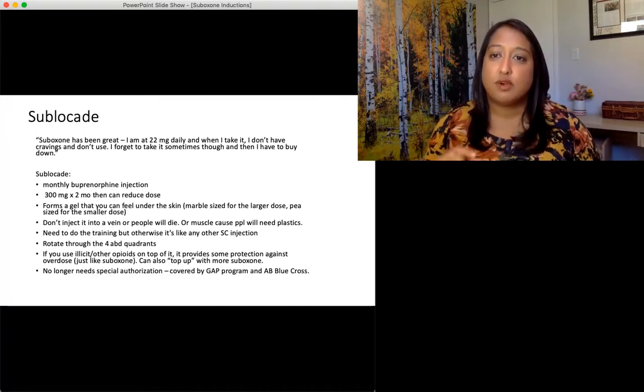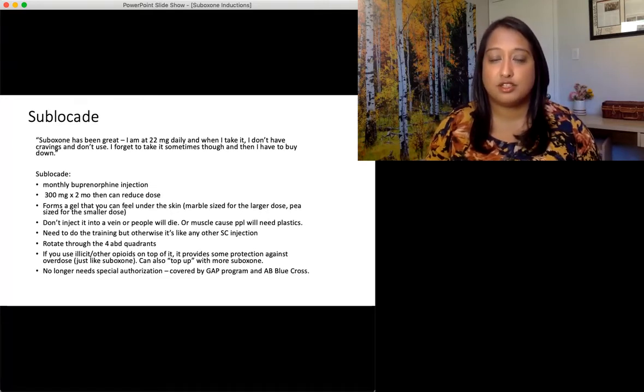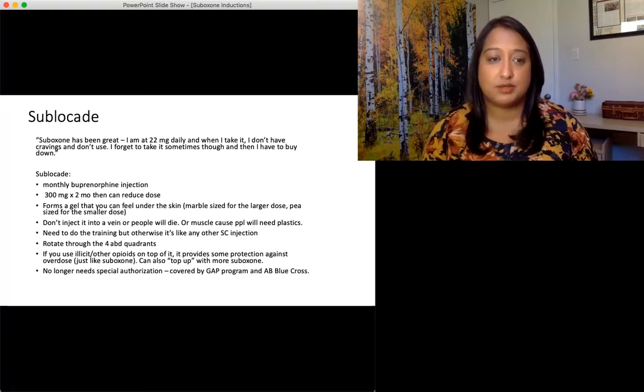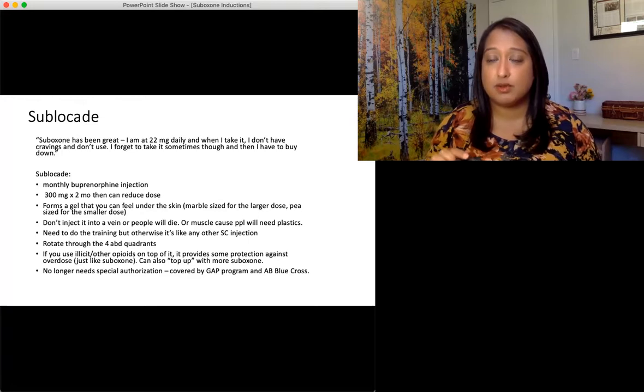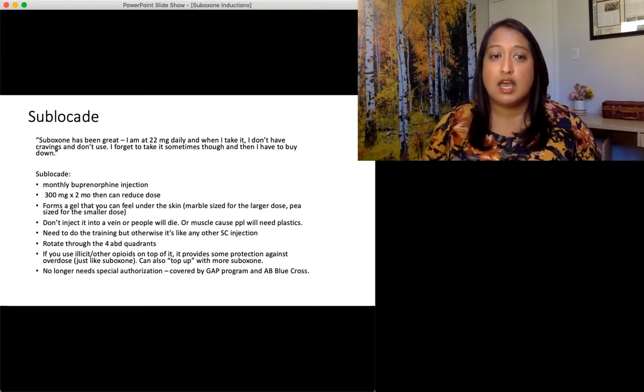It forms this little gel that you can feel under the skin, and it's marble sized for the larger dose and pea sized for the smaller dose. That is palpable throughout the month, and then it fades as the month goes on. It just reduces in size.